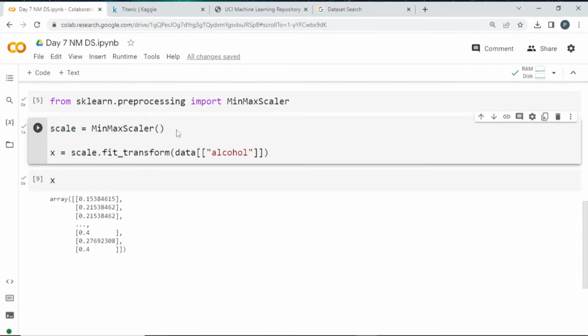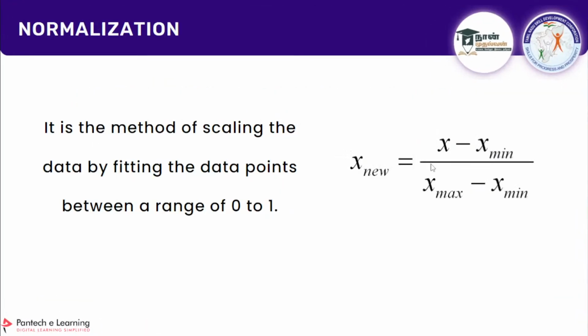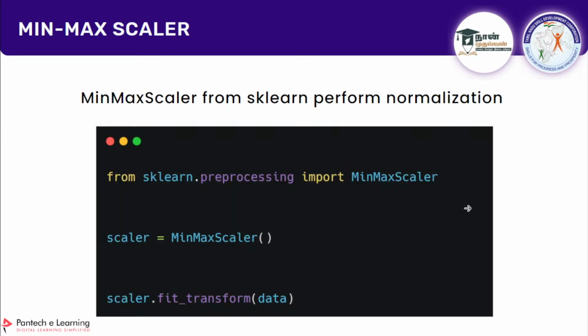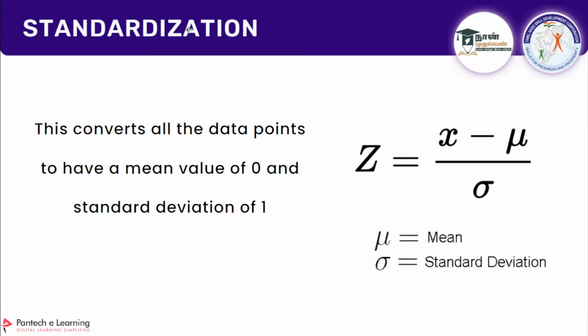Okay, clear regarding normalization? It will take that point, subtract the minimum value of that column, and divide by the maximum minus minimum value of that column. So this is going to give you a value which is between the range 0 to 1 for all the points. Okay. So next thing will be standardization.